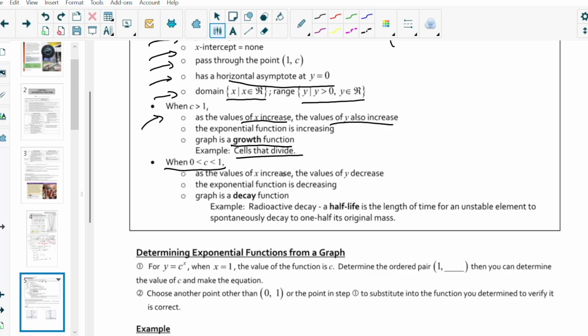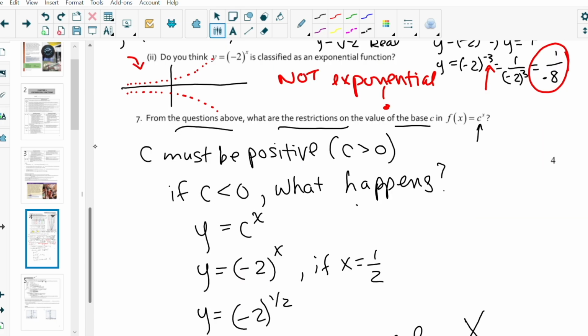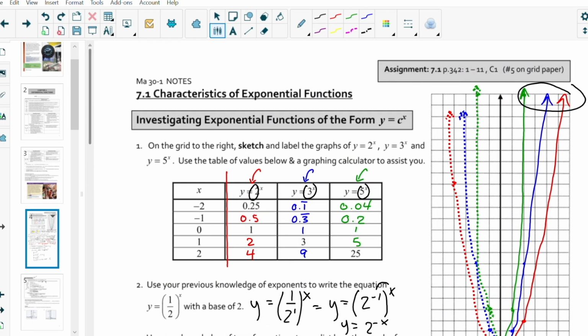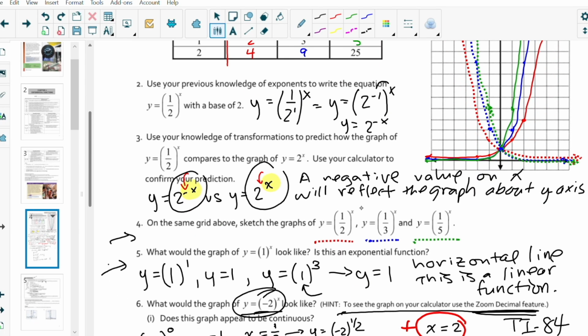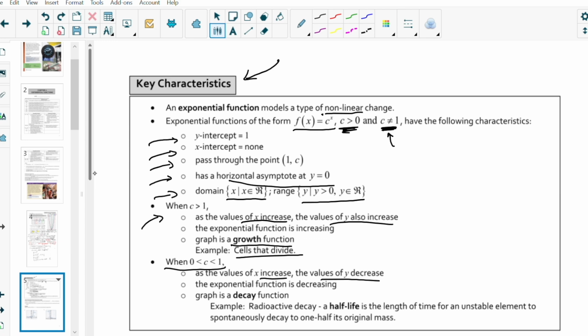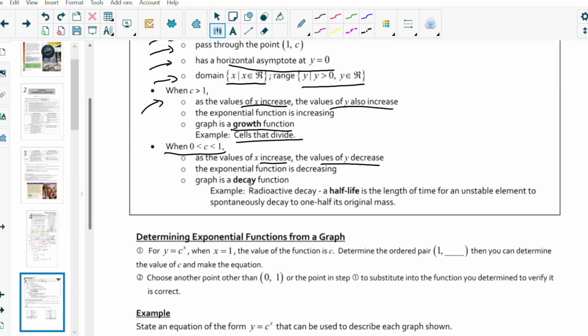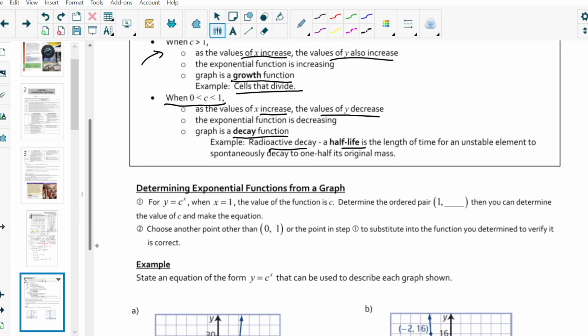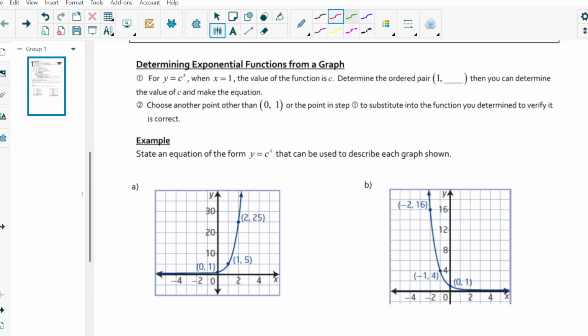When c is between 0 and 1, as the values of x increase, the values of y decrease. So we saw that in our exponential decay graphs, which are these three graphs. And these three would be values right here, where c is less than 1 but greater than 0. This is a decay function, so radioactive decay half-life is a great example of a decreasing or exponential decay function.